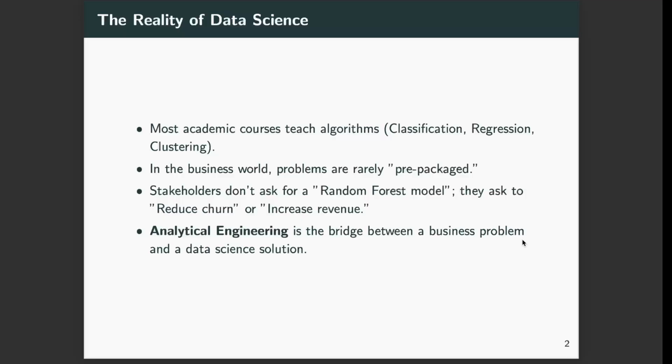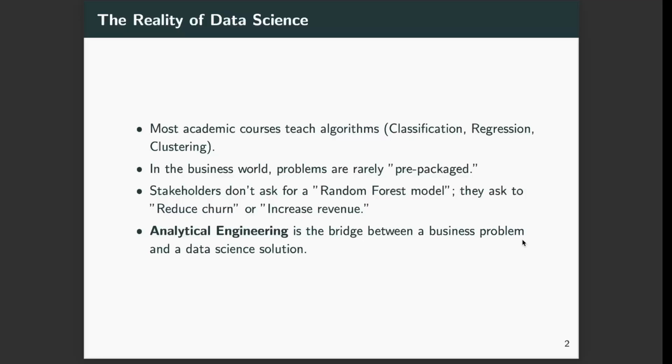Think about it this way. Stakeholders, your managers, your clients, the executives who fund data science projects, they do not ask for a random forest model. They ask you to reduce churn. They ask you to increase revenue from the marketing budget. They ask you to improve customer satisfaction scores. These are goals, not algorithms. Your job is to design the path from goal to solution.